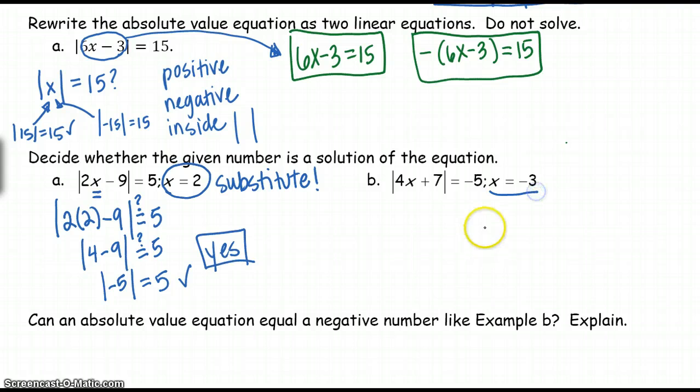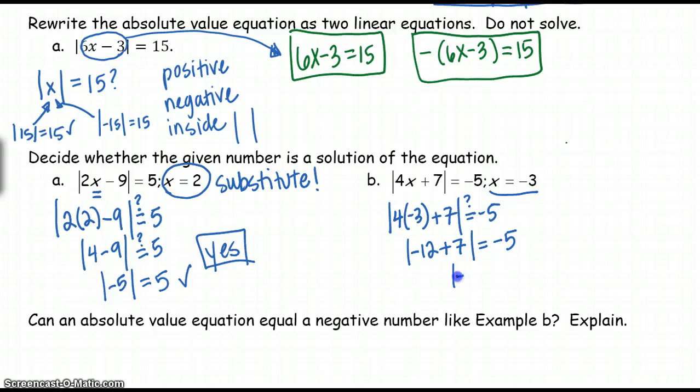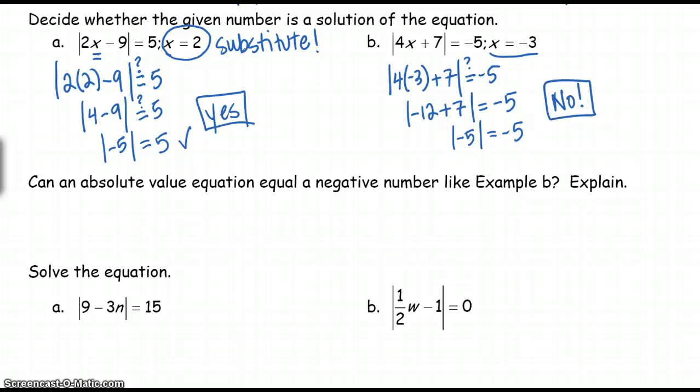Over here, same thing. Going to substitute in the negative 3. So 4, substituting in the negative 3, and we want to know, does that equal negative 5? Well, let's work it out. So we have negative 12 plus 7. Does that absolute value equal negative 5? Does the absolute value of negative 5 equal negative 5? No, it does not. The absolute value of negative 5 is positive 5, because we said the absolute value of anything is always positive. So that's why this doesn't work. It's not a solution.